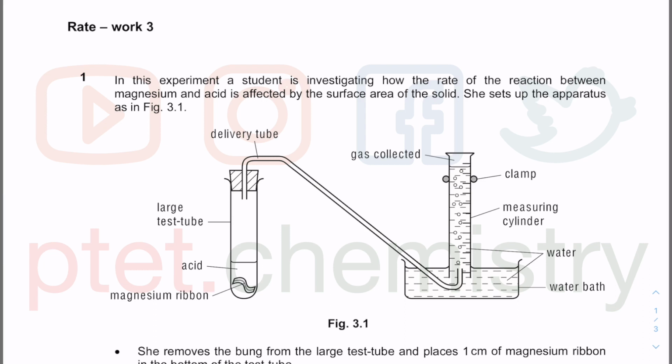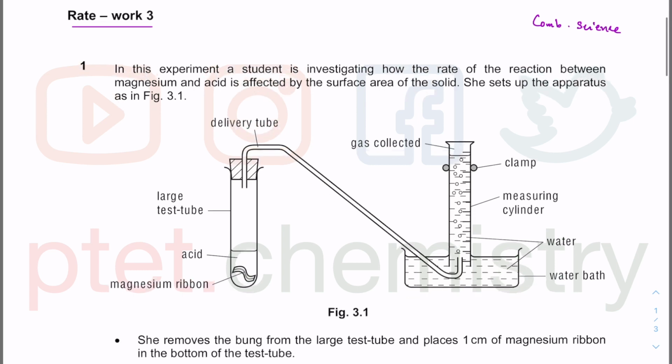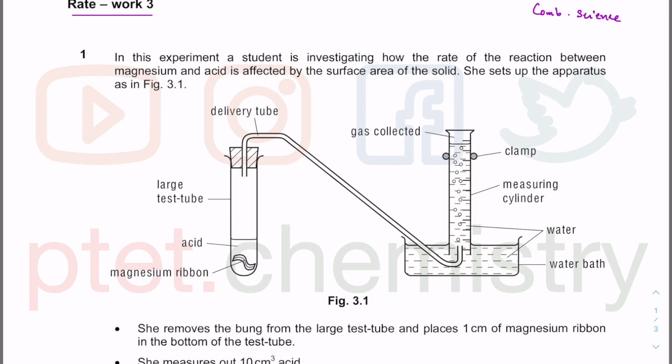So in this tutorial video, I'll go through work 3 for the rate of reactions. This is for the combined science curriculum where the 3 natural sciences are combined into one subject. So both the Cambridge International as well as Cambridge IGCSE also offer combined science curriculum for these 14 to 16 years old. In this question, we have an experiment where the student is investigating how the rate of reaction between magnesium and acid is affected by the surface area of the solid.